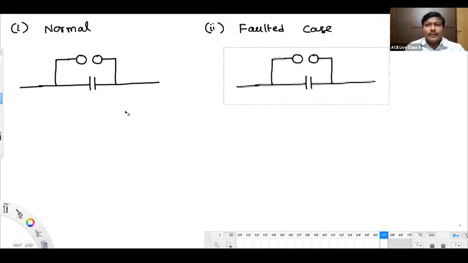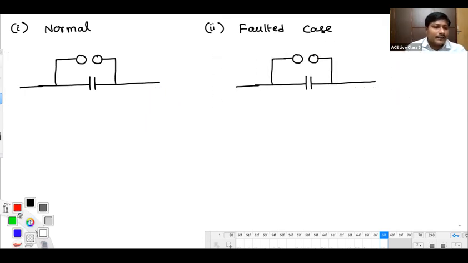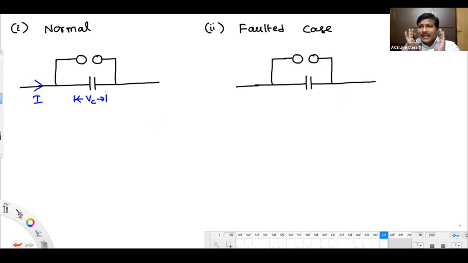Look here, first case: no fault on the system. We have some normal current flow I, and the voltage across the series capacitor is only a normal value. That voltage will appear across the gap, so the gap will not ionize. No ionization for the gap, and the current will continue to flow like this.